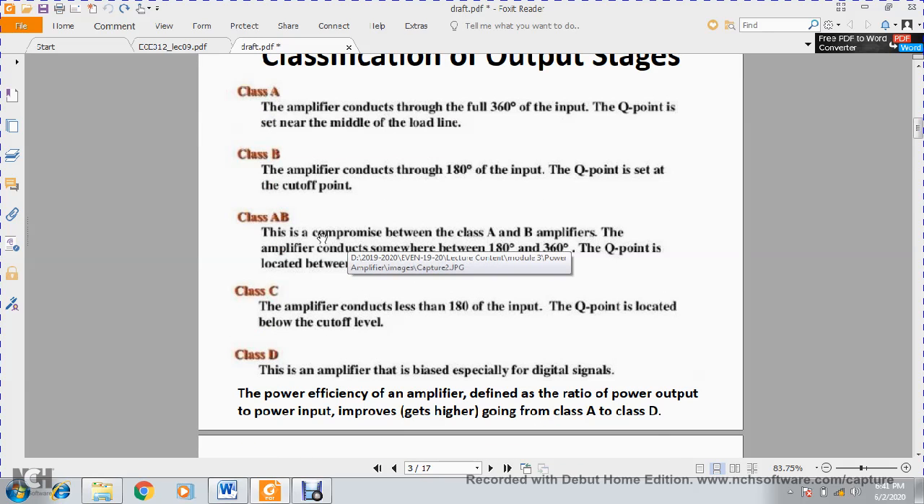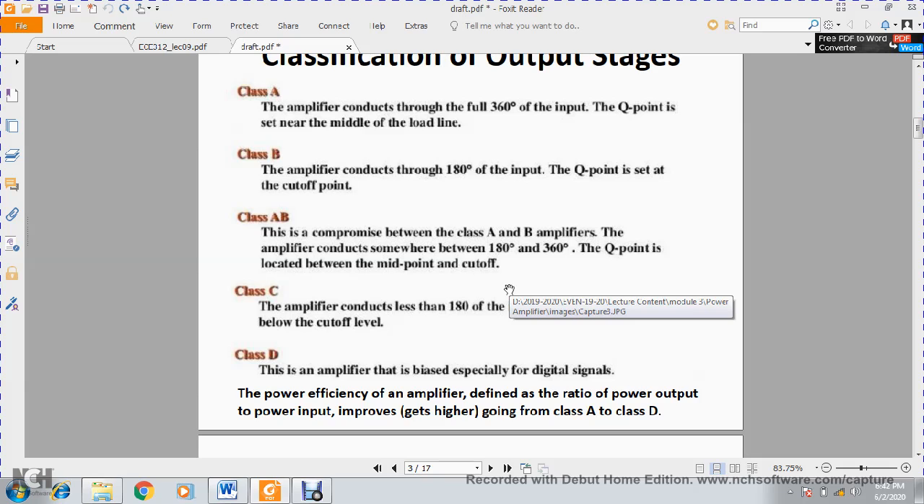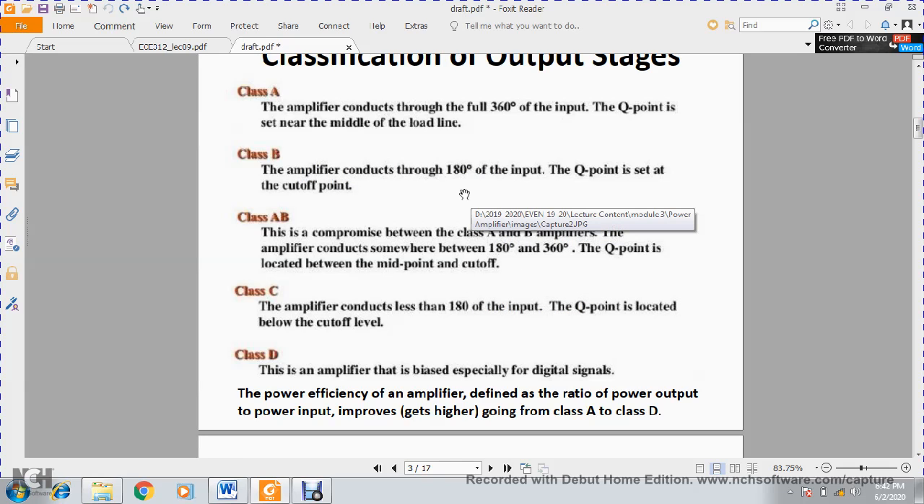Then class AB is a compromise between class A and class B. Class A gives 360 degree output, complete faithful amplification. Class B gives 180 degree output. If you place the Q point such that it is neither at the middle of the DC load line nor at the cutoff point, that is, between the midpoint and the cutoff, then you achieve an amplification where you get output in the range of 180 degrees to 360 degrees.